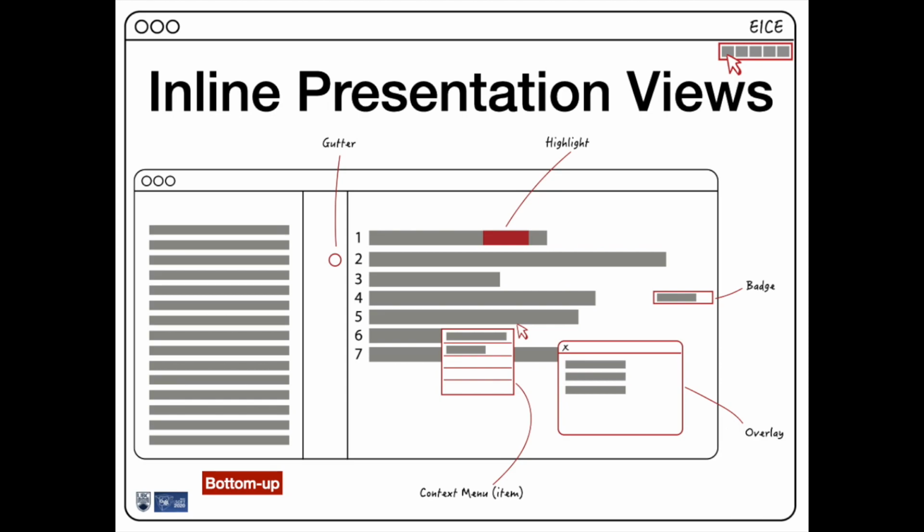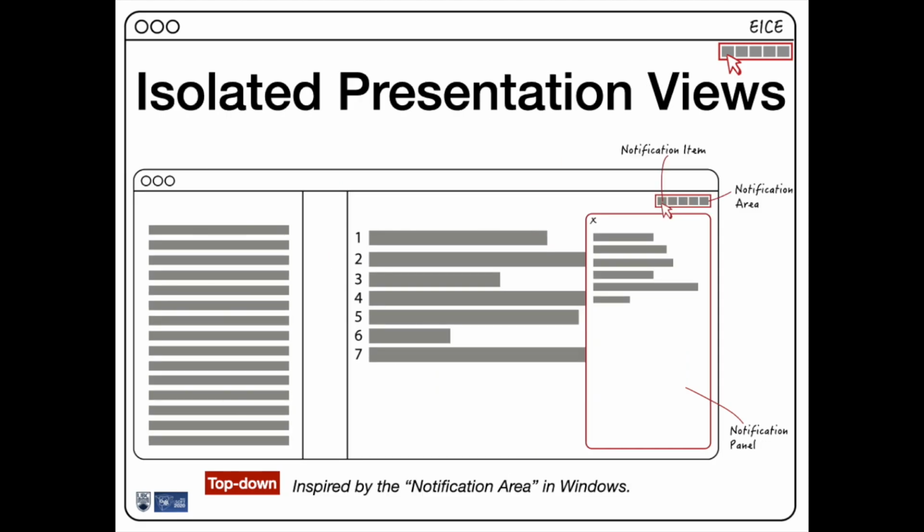Now, let's talk about presentation views. There are inline views and isolated views. Inline presentation views are anchored by the source code they adorn. The common representations are gutter, highlight, badge, context menu items, and overlays. The overlays are often used to augment the four other representations. Isolated presentation views, on the other hand, are outside the source code area. They are useful when a developer is trying to get an overview or summary of the source code and is not sure which segment of the source code they should be examining.